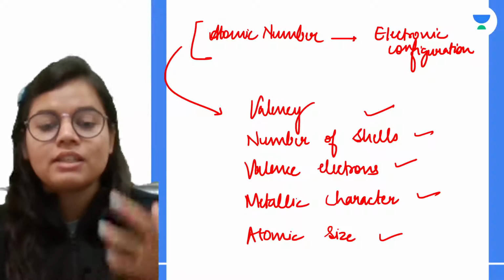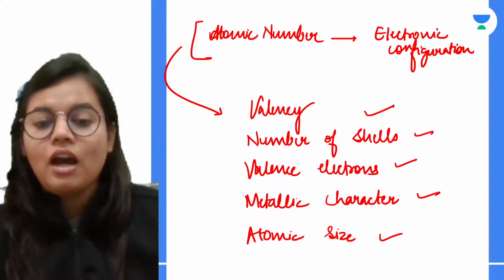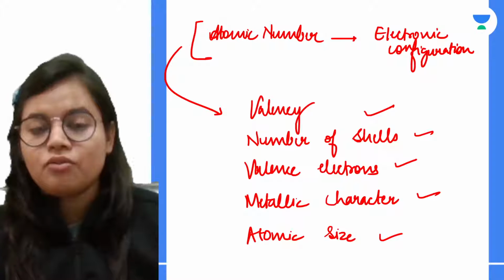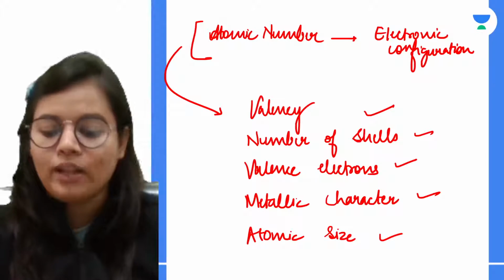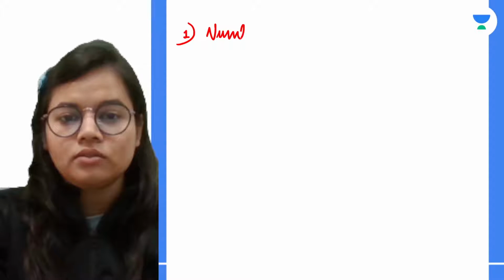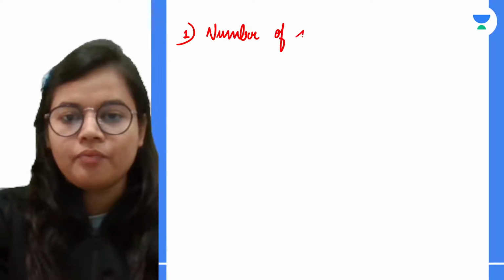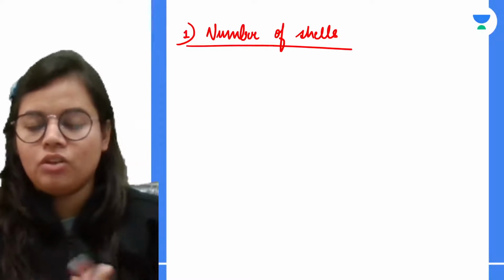We will be discussing what is meant by the property, and how these properties differ as we are moving across a period or down a group, one by one. So let's start first with number of shells. Now, number of shells everyone knows, right?